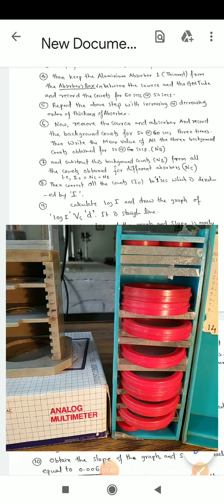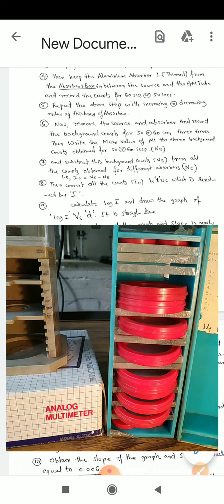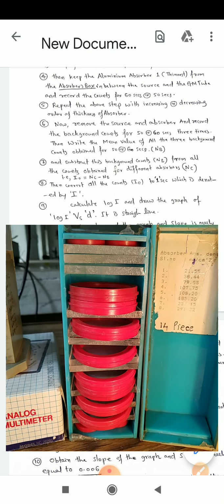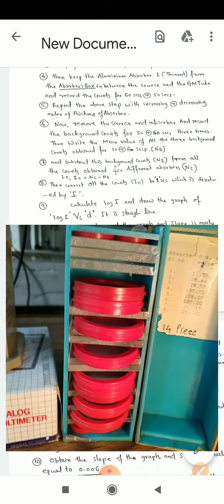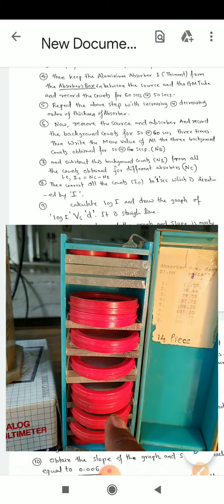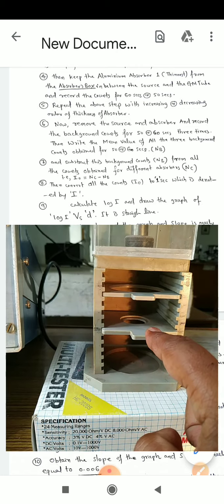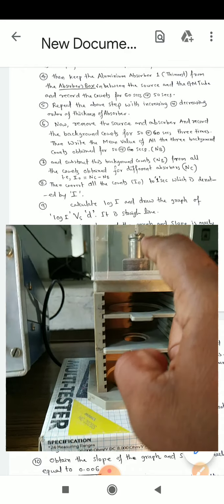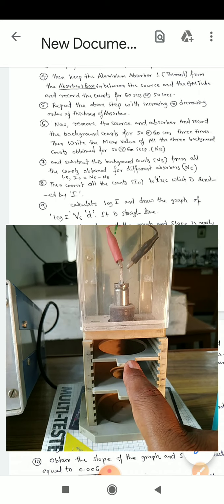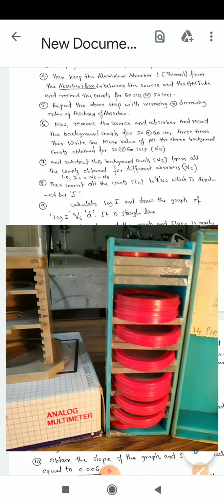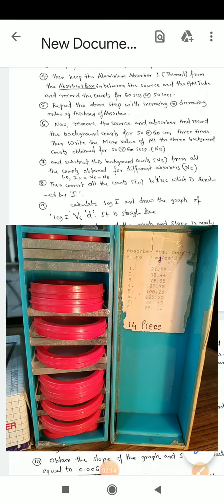Now the fourth procedure is to keep aluminum absorber 1, the thinnest one, from the absorber box. This is the absorber box in between the source and the GM tube. This is the source, and this is the GM tube. In between the GM tube and the source, you have to keep the absorber and record the counts for 60 or 50 seconds.